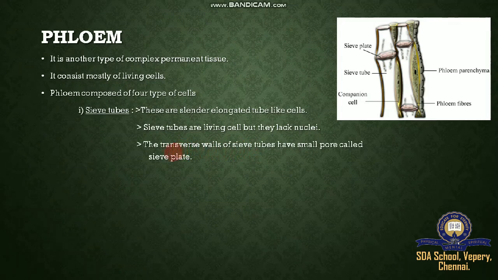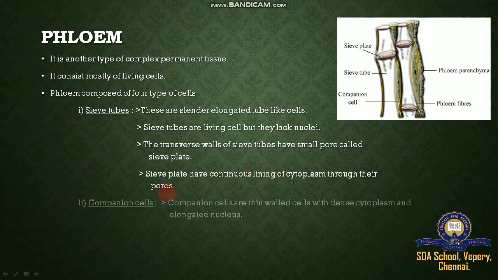The transverse walls of the sieve tube have small pores called the sieve plate. The cross wall or transverse wall of a sieve tube is made up of a lot of small openings. The openings are called the sieve plate or sieve pores. The sieve plate has a continuous lining of cytoplasm through its pores.